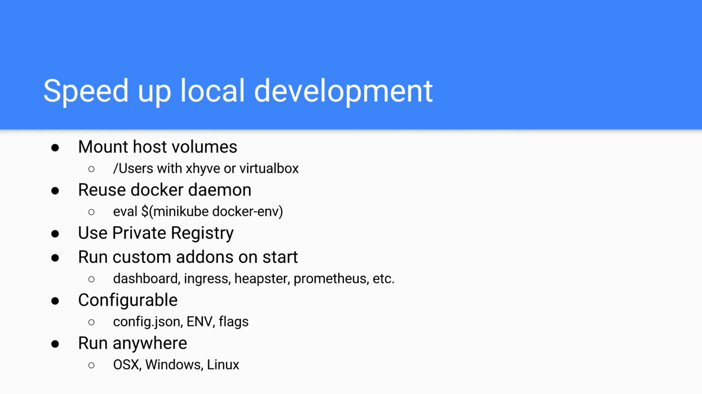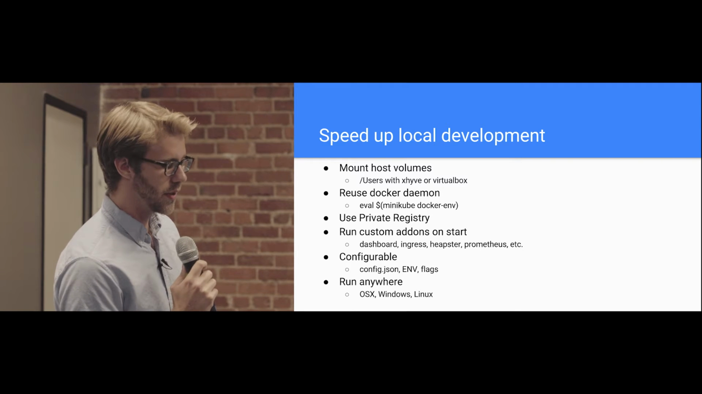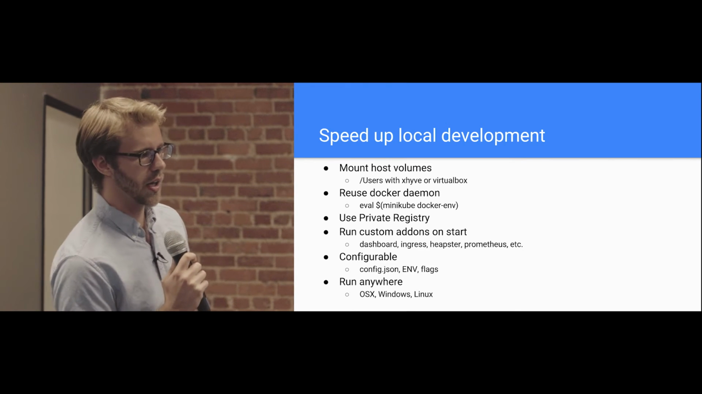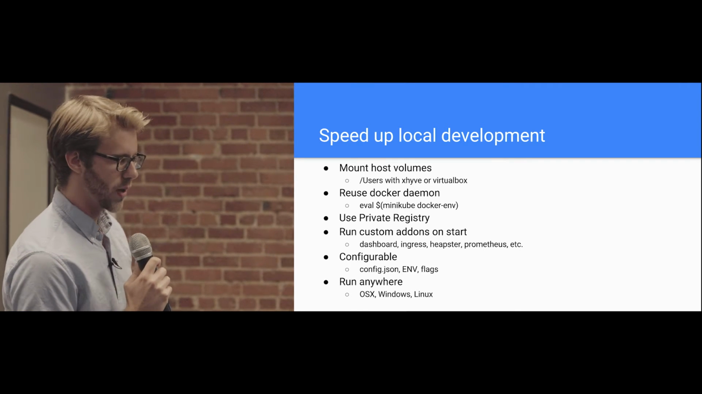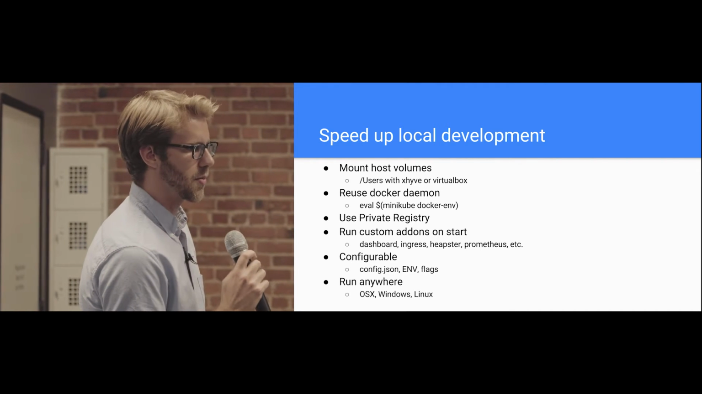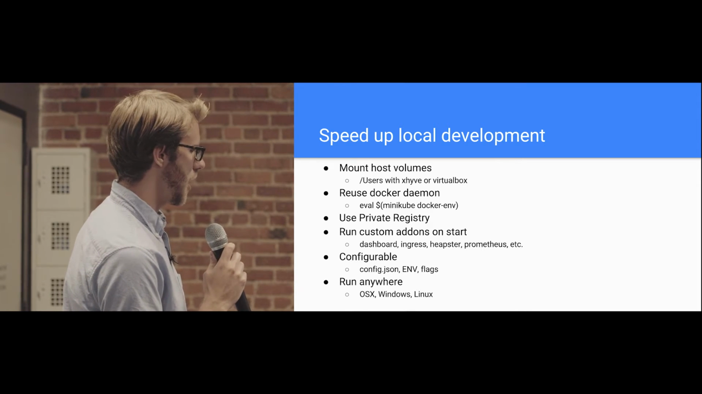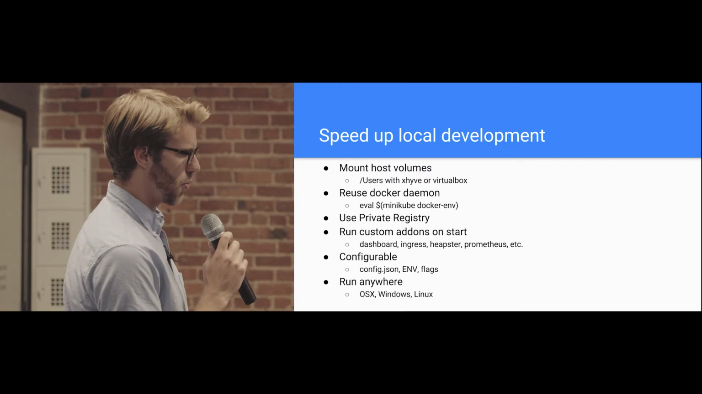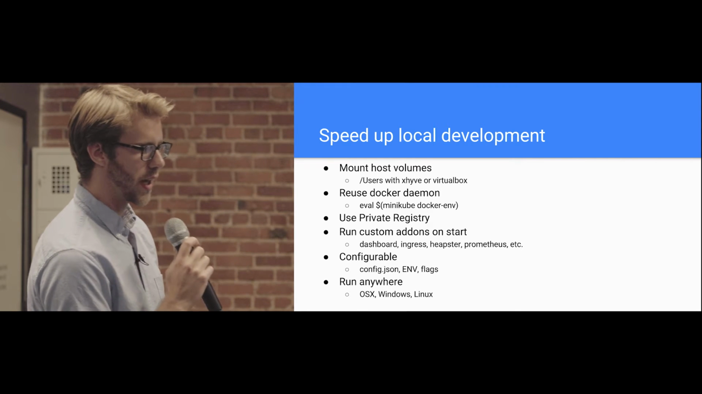In addition to bringing up a local cluster, we've done a lot to help you iterate very quickly on your app using Minikube. So things you can do locally, like mount host volumes. On OS X, we can mount your users directory using either the Xhive driver or VirtualBox. You can also reuse your Docker daemon. If you use Docker Machine, this is pretty similar functionality. We also use libmachine for provisioning your VMs. So you can share your Docker daemon and point your Docker client to the VM. We have instructions on setting up a private registry if you need to do that inside the VM.